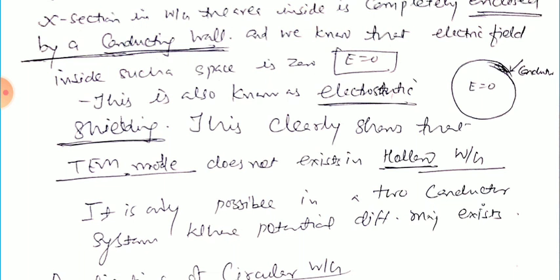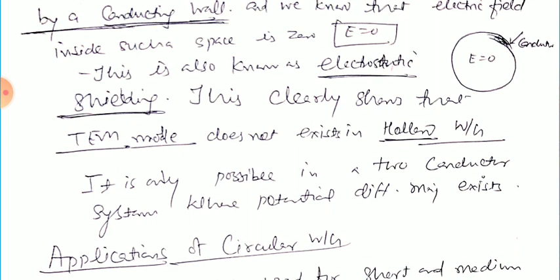Now, if you want to transmit the TEM mode, then what do you have to do? The answer is that it is possible only in a two conductor system. In place of the single outer layer of conductor, we insert another conductor inside it. Then this is called the two conductor system where a potential difference may exist. दोनों के बीच में potential difference develop हो जाएगा and due to this the TEM mode can be transmitted. So this is a very important question: in the hollow waveguide any TEM mode cannot be transmitted.